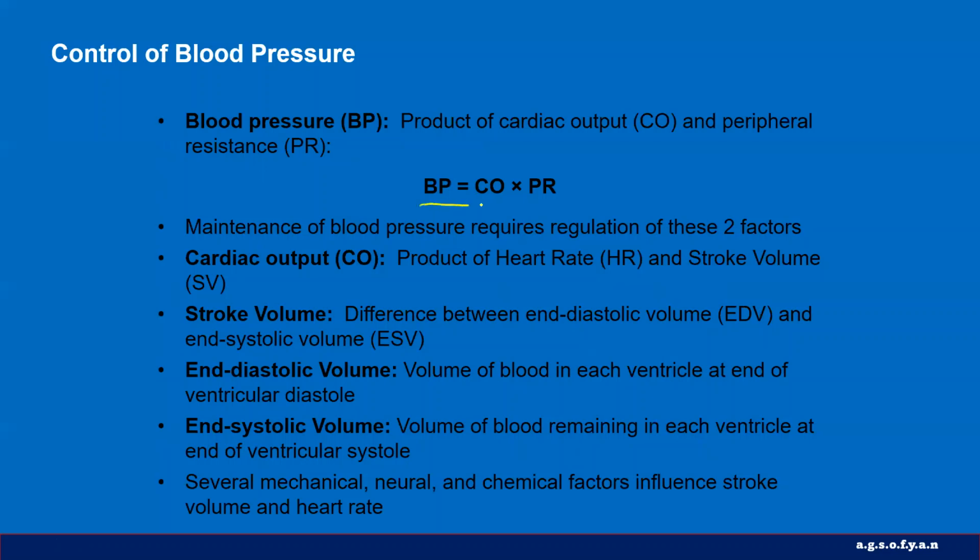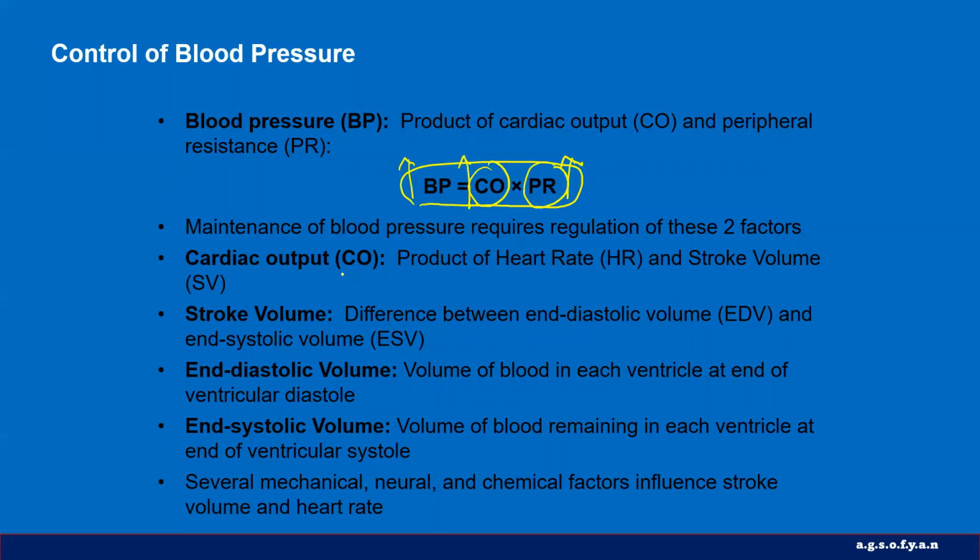How to measure the blood pressure? Remember, to measure the blood pressure, we use the sphygmomanometer. And this blood pressure actually comes from the formula, which is the cardiac output times the peripheral resistance. When the cardiac output or the volume increases, of course the blood pressure will be increased. If the peripheral resistance increases, then automatically the blood pressure will also increase.